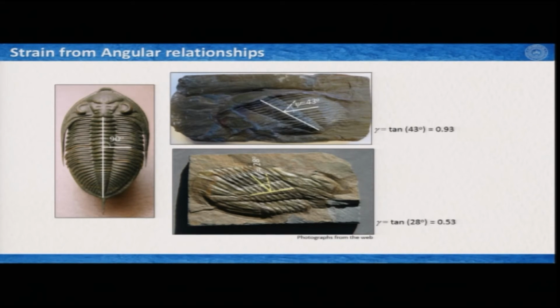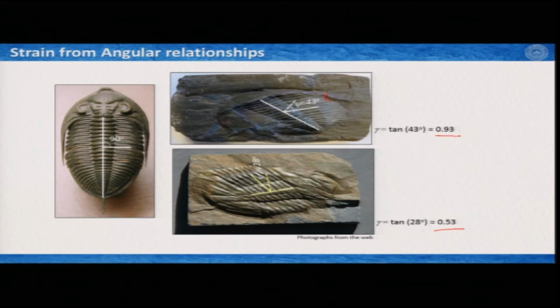So if we try to do that, again this is 90 degrees, then what we see here, the deviation from the right angle, which is the dotted line, is now 43 degrees. So simply by putting the formula shear strain equal to tan of this 43, that gives you almost close to 1, 0.93, and in the second case this is 0.53.